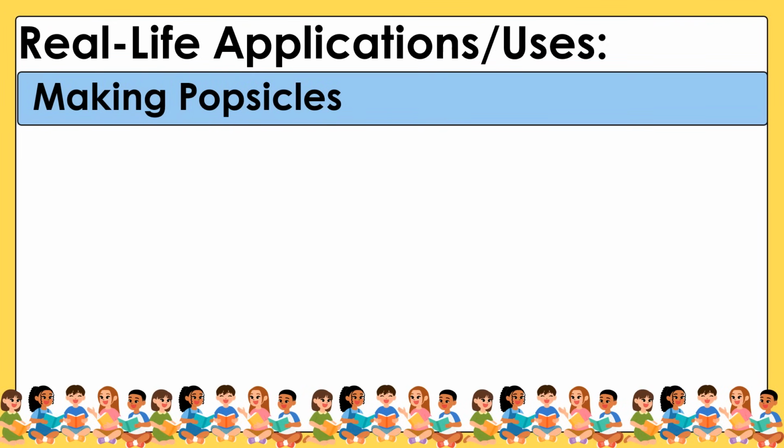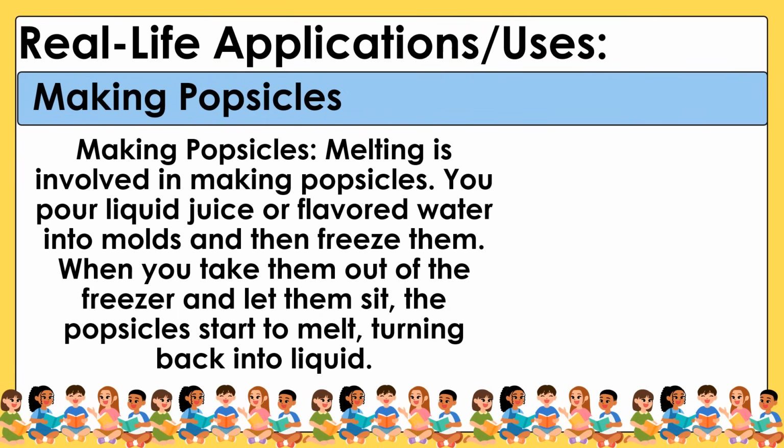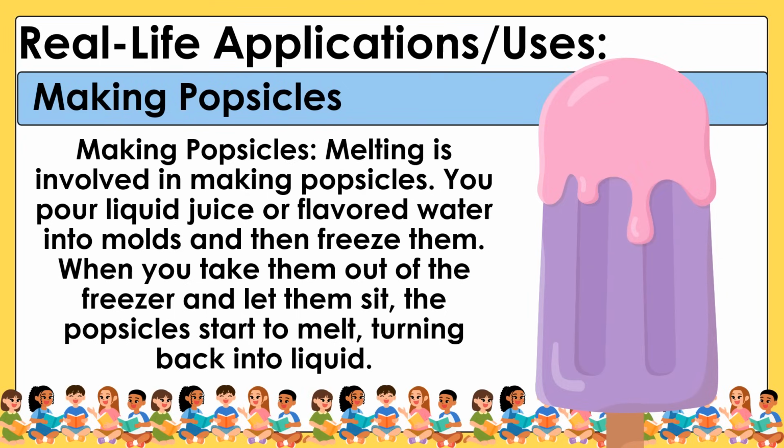Next is making popsicles. Melting is involved in making popsicles. You pour liquid juice or flavored water into molds and then freeze them. When you take them out of the freezer and let them sit, the popsicles start to melt, turning back into liquid.